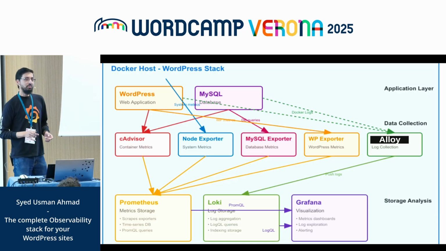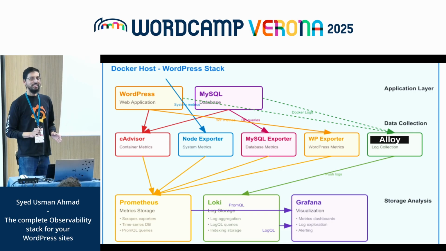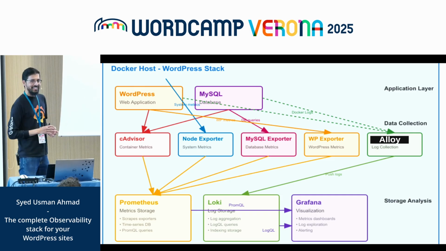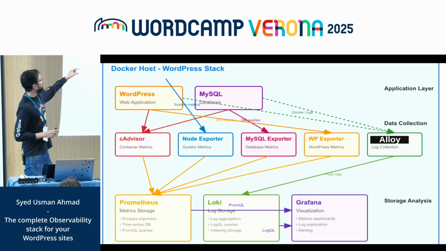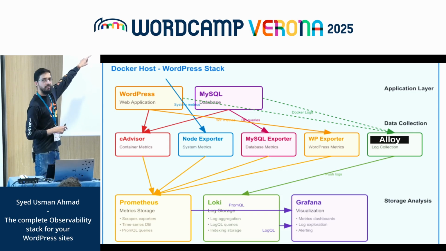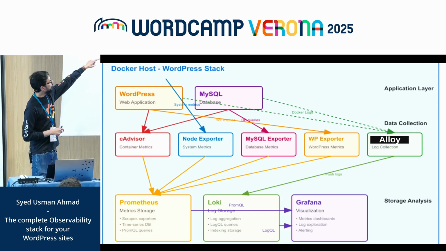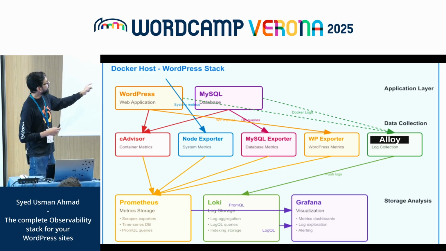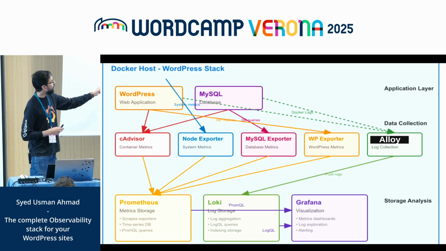And don't get complicated with this picture. This is the only picture I use with AI because I was very lazy, so I did not create it. But let me explain you. So this is your WordPress application running on Docker. And for WordPress, you need MySQL or some other data source, right? And this is what I am trying to get all this data.